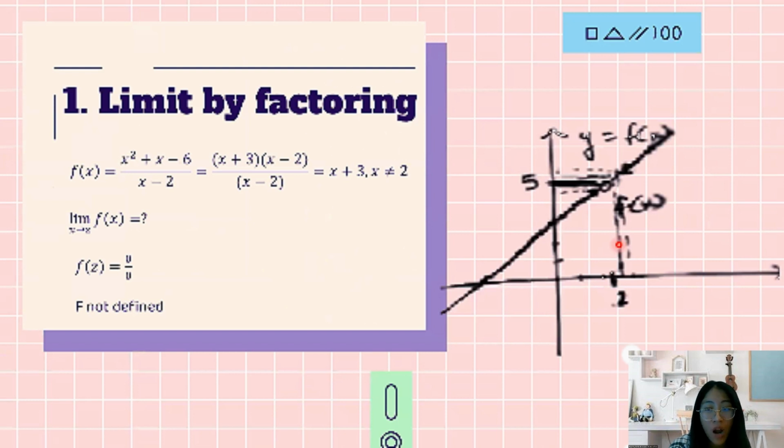Let me change the color. We could rewrite f of x, the same function: f of x equals x plus 3 when x does not equal 2. And we could even say it's undefined when x is equal to 2. So given this definition, it becomes much clearer how we can graph f of x. So let's try to do it.